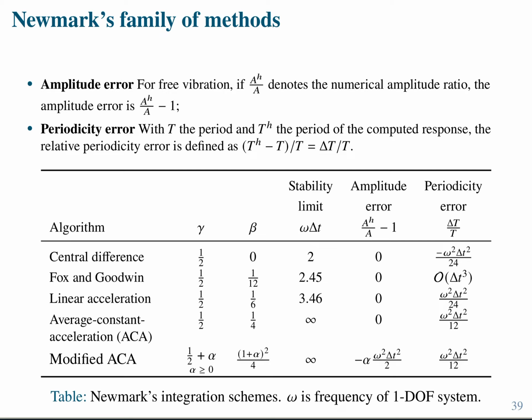The idea of that modified method is essentially that you can introduce some sort of numerical damping into your system. So in essence, if you want to dampen high frequencies in your simulation, and you want those high frequencies to die out as you solve the dynamic equilibrium equations, you can introduce some damping that way with a modified average constant acceleration method, okay? And here in the table, we have tabulated everything in terms of stability, amplitude error, and periodicity error. When you see an infinity here, that is unconditionally stable. So you can pick any time step that you want, and you're going to get a stable result.